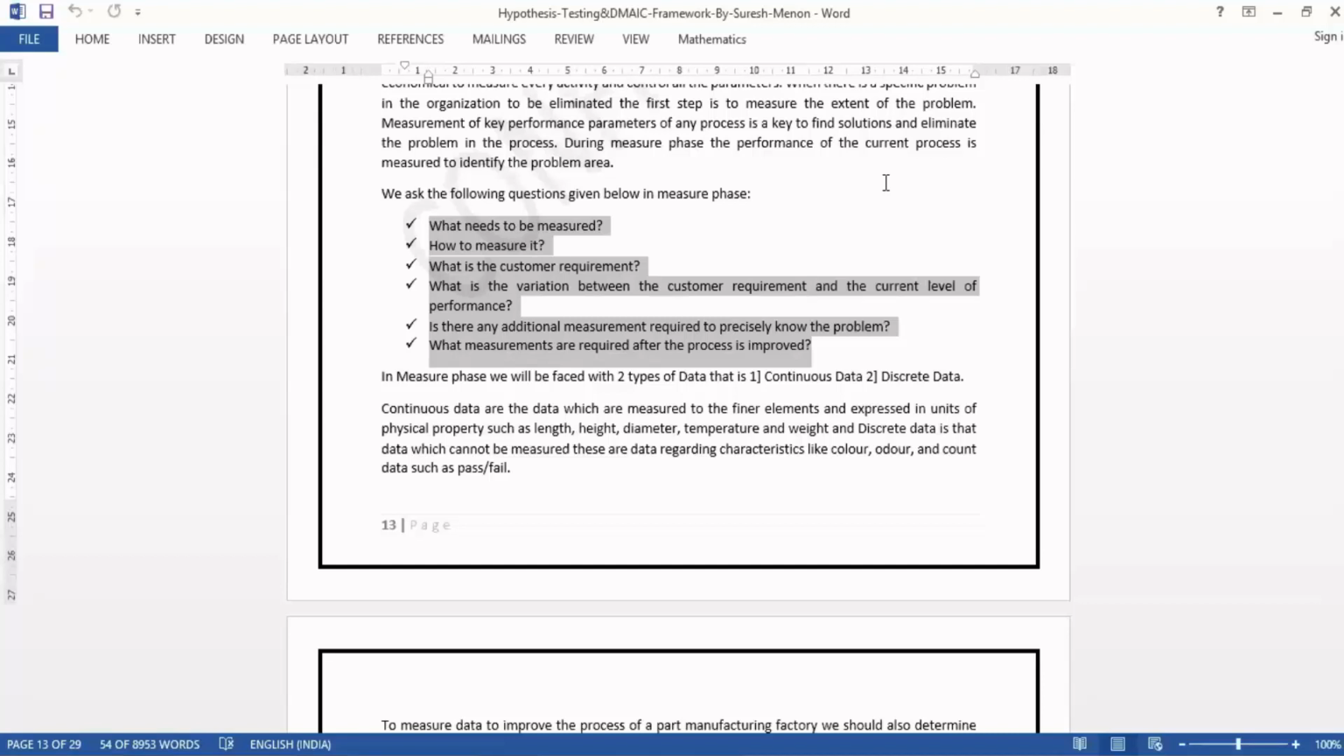Okay. What needs to be measured? How to measure it? What is the customer requirement? What is the variation between the customer requirement and the current level of performance? Is there any additional measurement required to precisely know the problem? And what measurements are required after the process is improved? These are the various questions you ask in the measure phase.